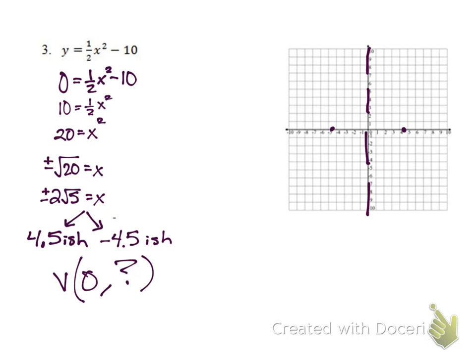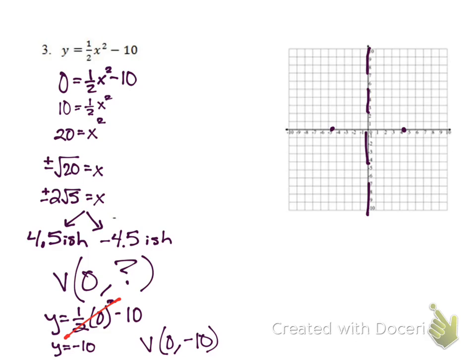So the vertex will be 0, something. You plug it into the original. Let's figure it out. Graph the point. Connect your points.